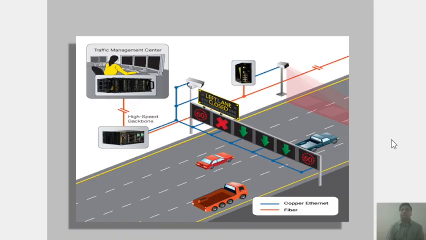So if any violation has occurred, it is able to send the information to the TMC center, where the TMC can send some sort of challan or warning to that vehicle, saying that there is a violation of the road at that junction.